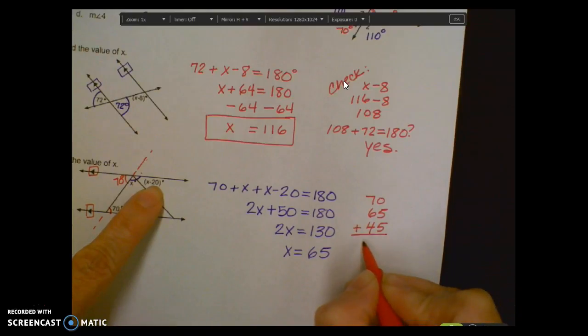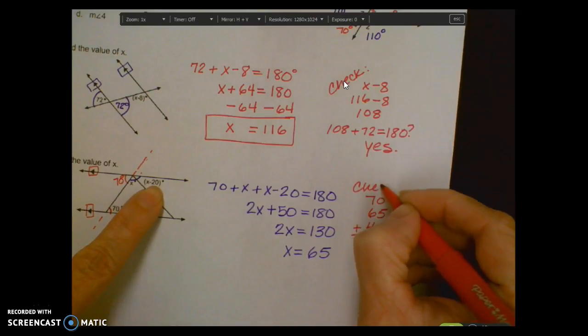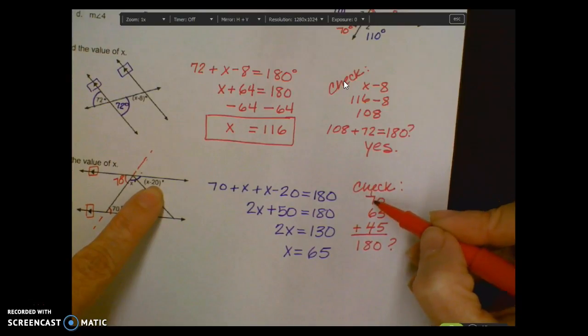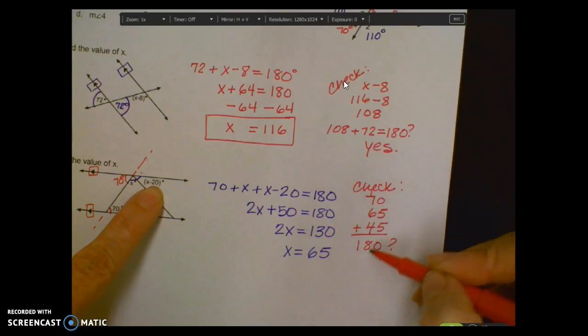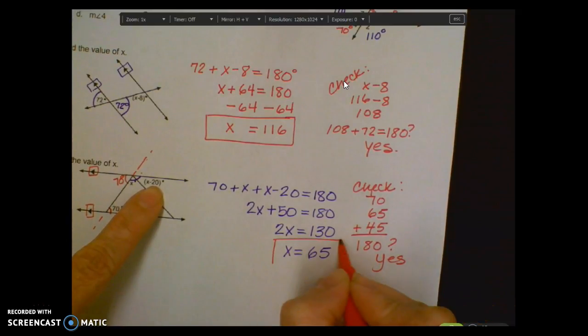Does this total 180 for our check? So let's see, 5 plus 5 is 10. If I carry a 1, 7, 8, 14, 18. So yes, it does. Which means our answer for x is correct.